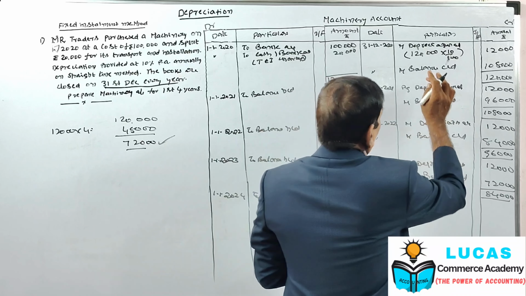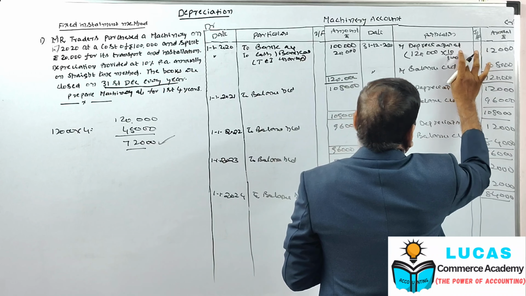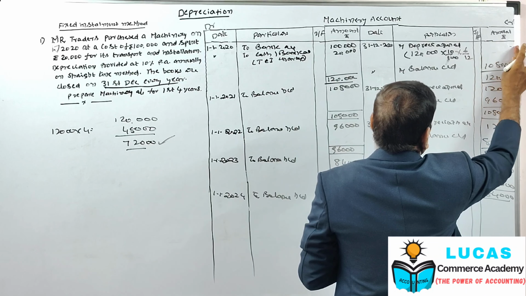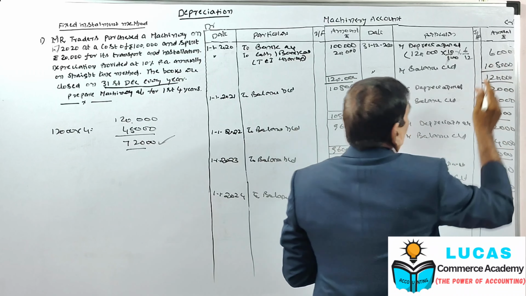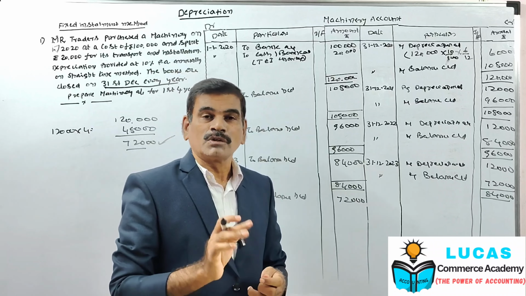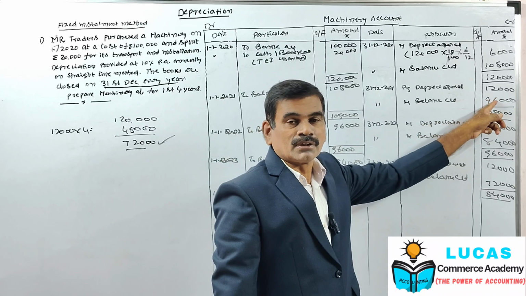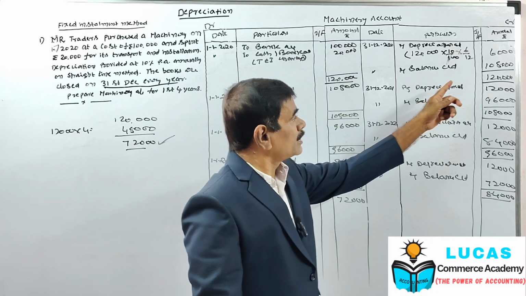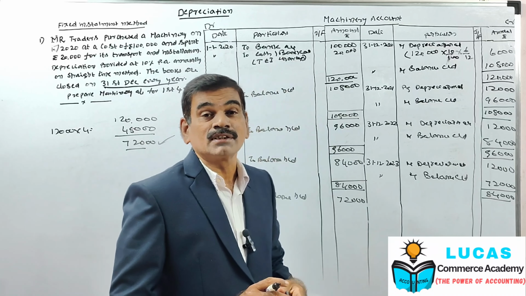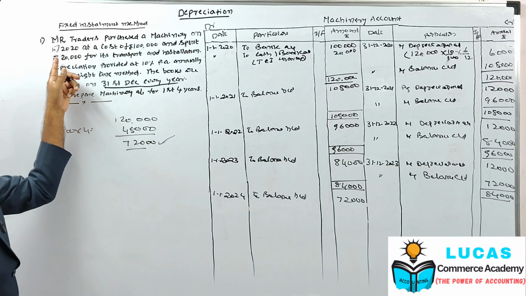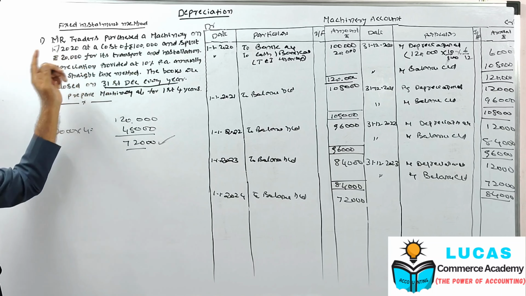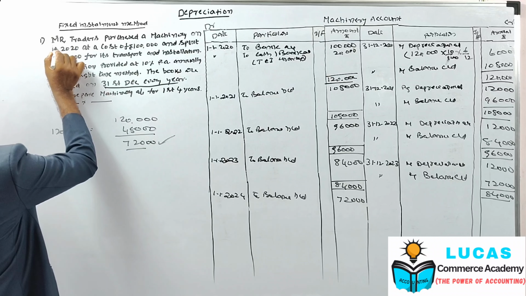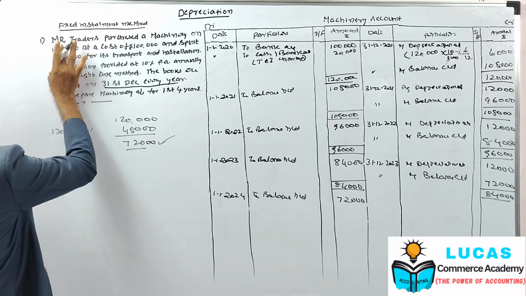That means here 1,20,000 into 10 by 100 into 6 by 12. So that means 12,000 half, 6,000. But for the second year, the asset is used for the full year. That means 12,000 depreciation. Third year also 12,000. Fourth year also 12,000. So the amount of depreciation for the first year is only 6,000 when the asset is purchased on 1/7/2020.